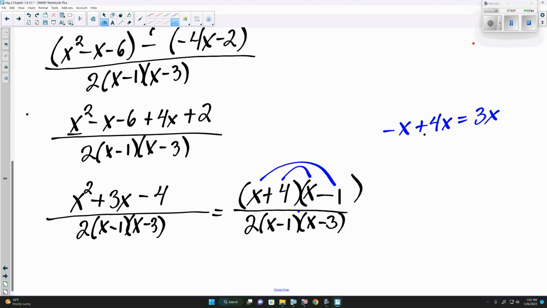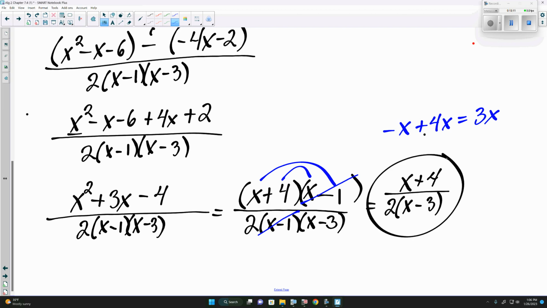And we do have something in common on top and bottom that will cancel out, leaving us with x plus 4 over 2 times x minus 3. And that's as simplified as it gets.